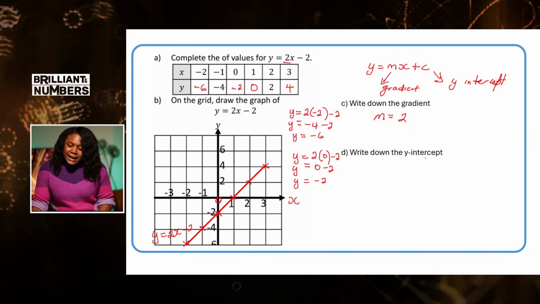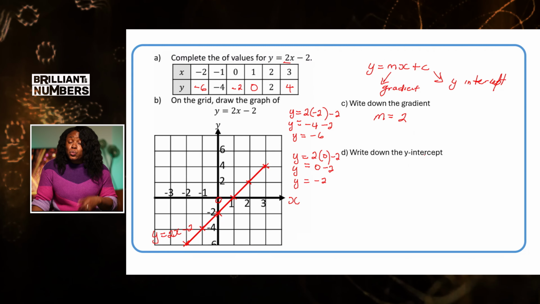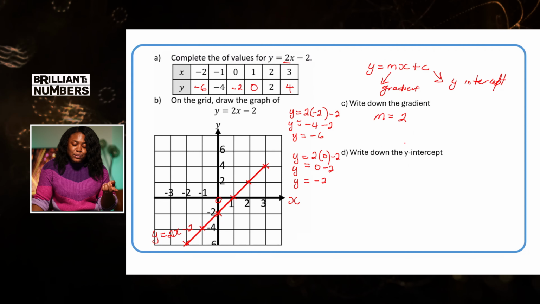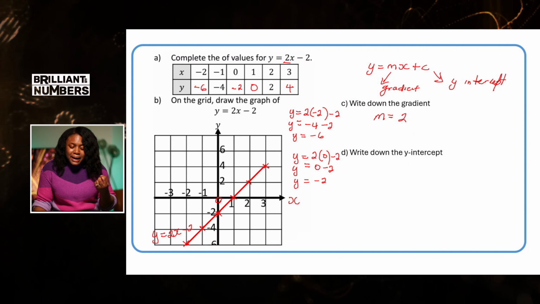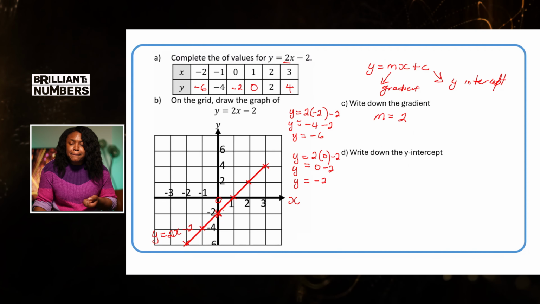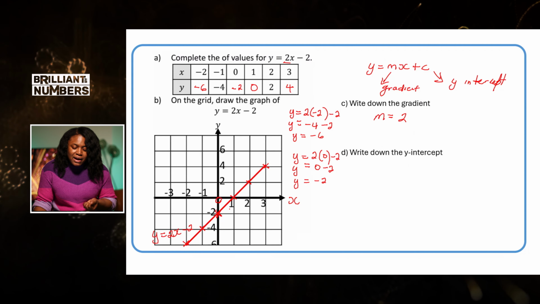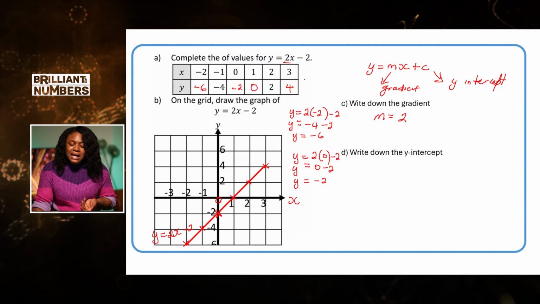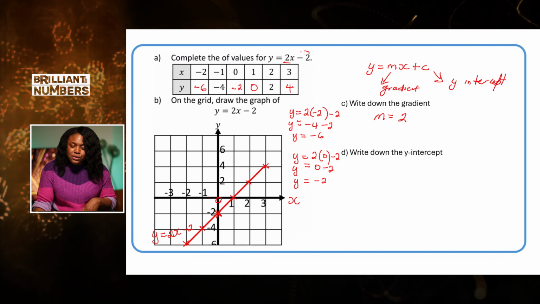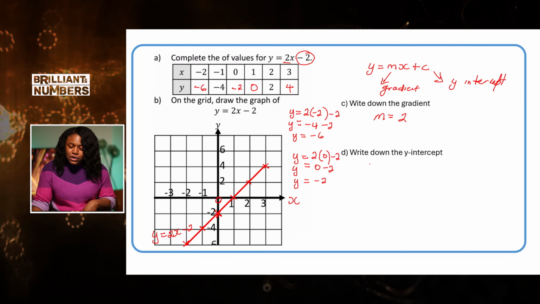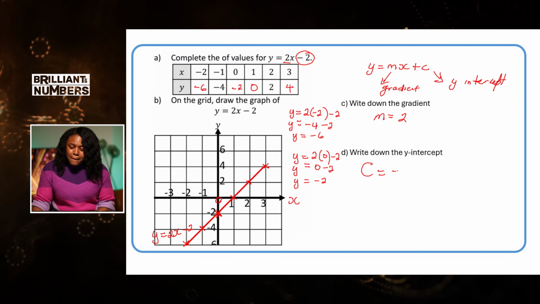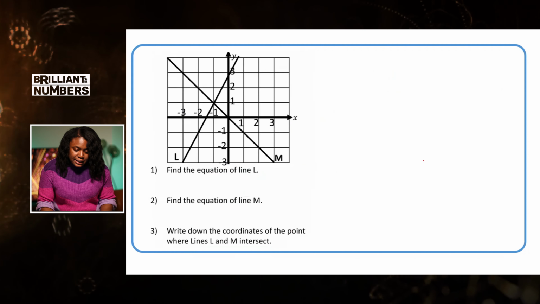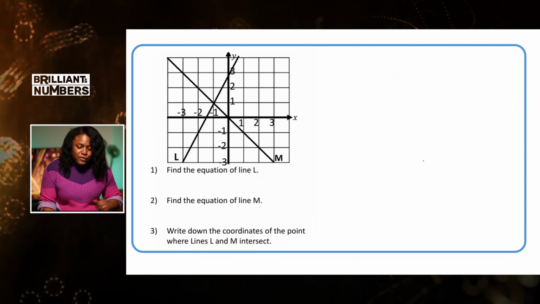Great. The y-intercept is my constant, which is where the line will cross the y-axis. I could also have identified that on my graph. I can see right here at -2 is where my graph crosses the y-axis. But I could also have written it down from my equation. The constant here is -2. So c is equal to -2 for my y-intercept. Beautiful. Now we're going to move on to another graph question.